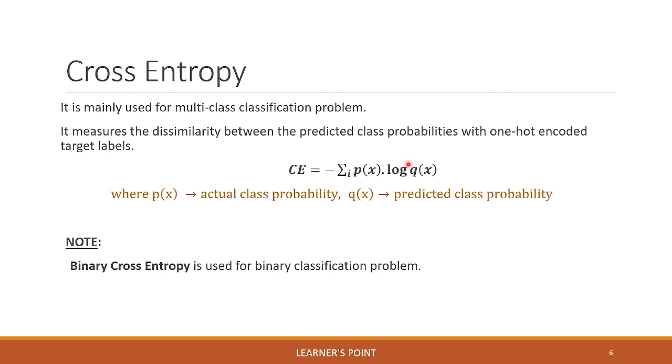There's another loss function called binary cross entropy. This is the same as cross entropy, but it is only used for binary classification problems. That means when there are only two classes in a classification problem, we use binary cross entropy.